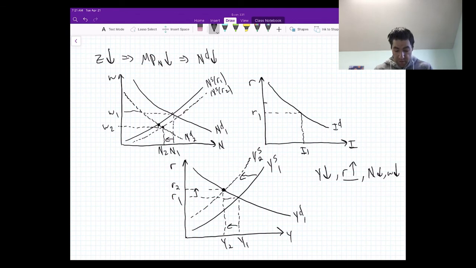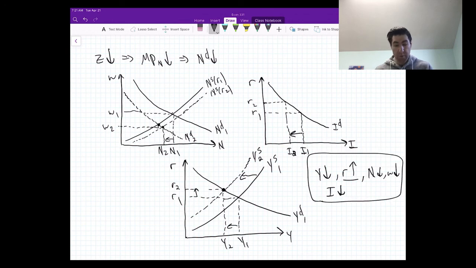The increase in the real interest rate also causes a decrease in investment. So investment is going down. And there we go. Pretty simple. As long as I understand how these different changes affect the labor market and investment demand, I can determine if they affect aggregate supply and in which direction, or if they affect aggregate demand in which direction. And then I can put all the pieces together and figure out how these changes affect the macroeconomy, as in this example.